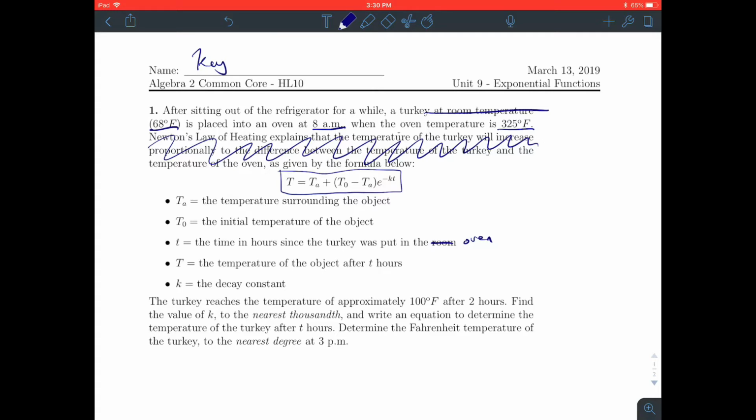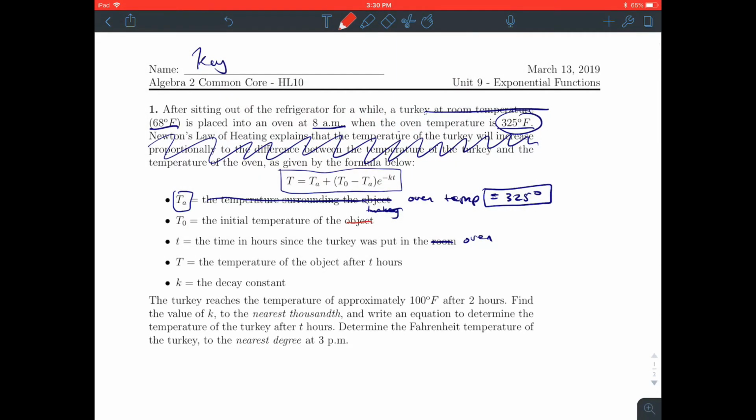T sub A is the temperature of the surrounding object. The object that's changing temperature in this problem is the turkey. The temperature surrounding the object, well, when we put the turkey in the oven, the temperature surrounding the turkey is just going to be the oven temperature. And we actually know the oven temperature. The oven temperature is 325 degrees. So throughout this problem, T sub A will always be 325 degrees.